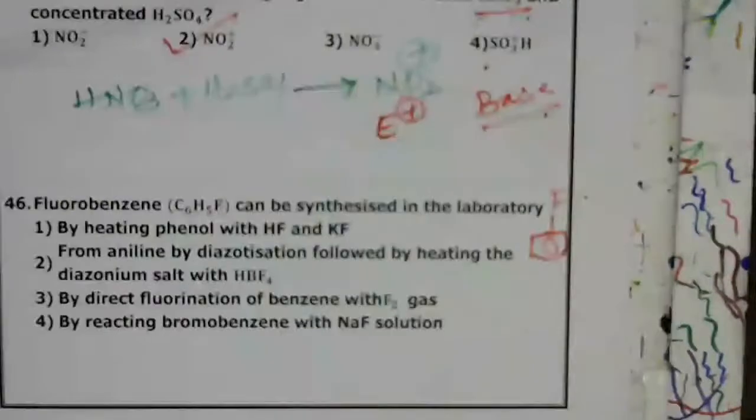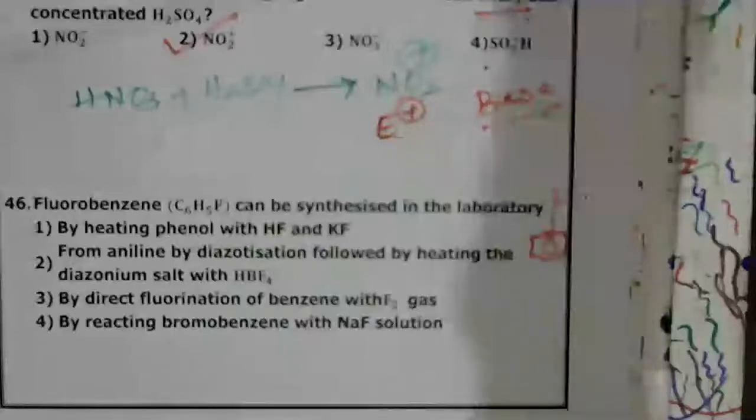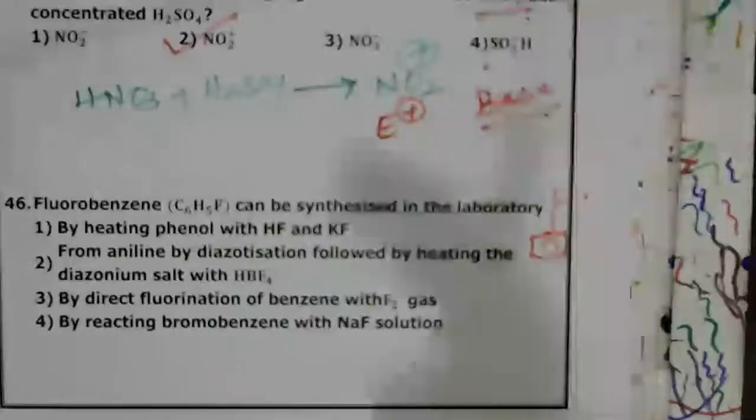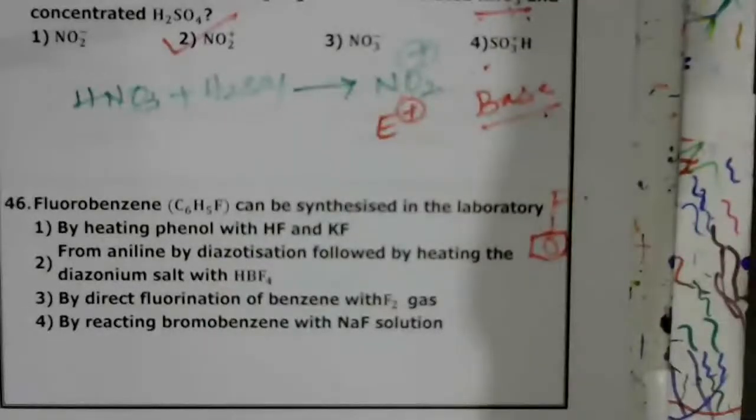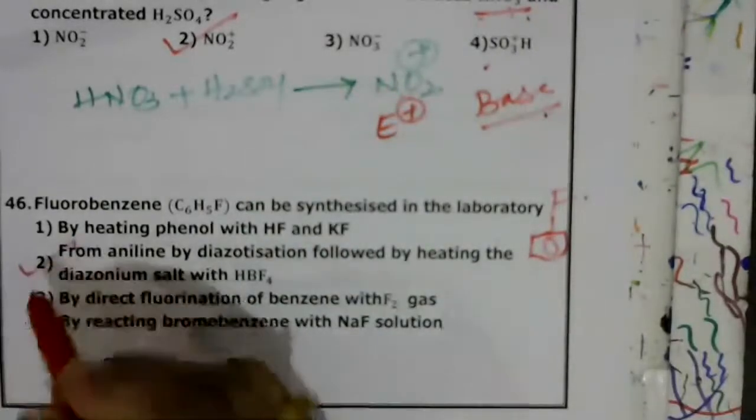So here we can say that fluorobenzene can be synthesized. Remember one thing, chlorobenzene and bromobenzene both are synthesized directly by the Sandmeyer reaction. Whoever has answered 46, second option, it is correct. But I'll write the reaction.